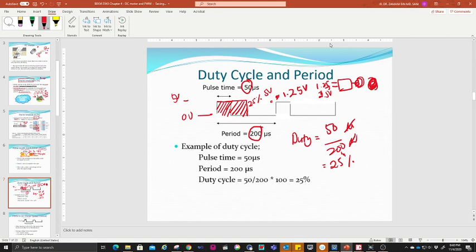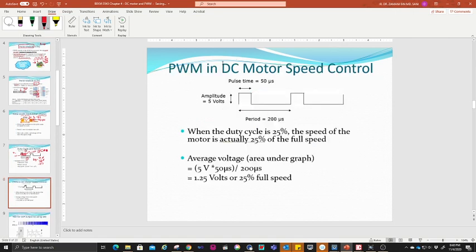Okay, so next, PWM in DC motor speed control. This is what we are talking about just now. So you have this type of signal given to your DC motor. You can see that this is 200 microseconds and the pulse time, which is the duty cycle, is around 50 microseconds. This is the duty cycle. And your amplitude is 5 volt, right?